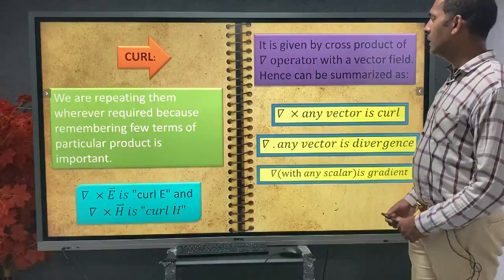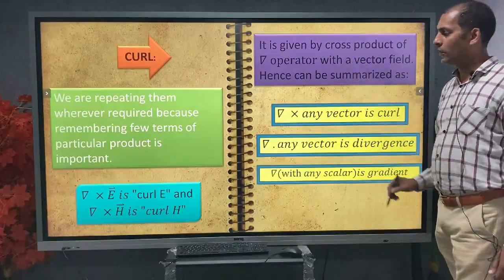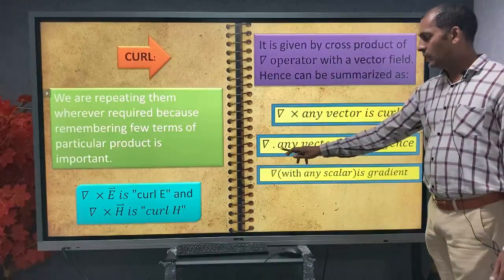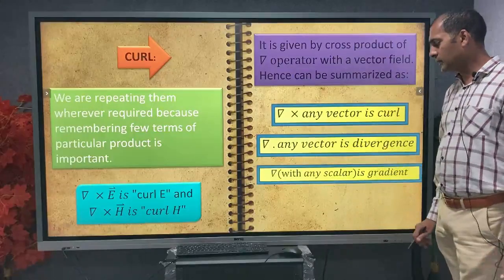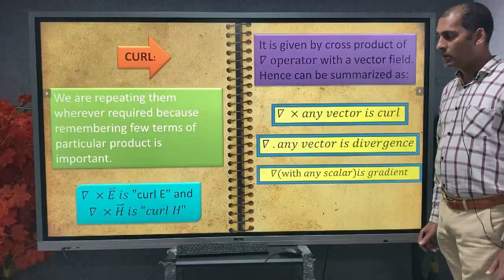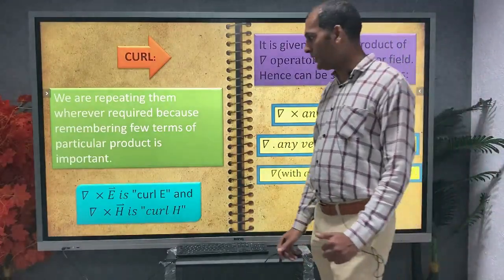So what we have for curl is the cross product. Del cross any vector is a curl. Del dot any vector is divergence, and del dot with any scalar is gradient. So we have to remember curl, divergence and gradient.